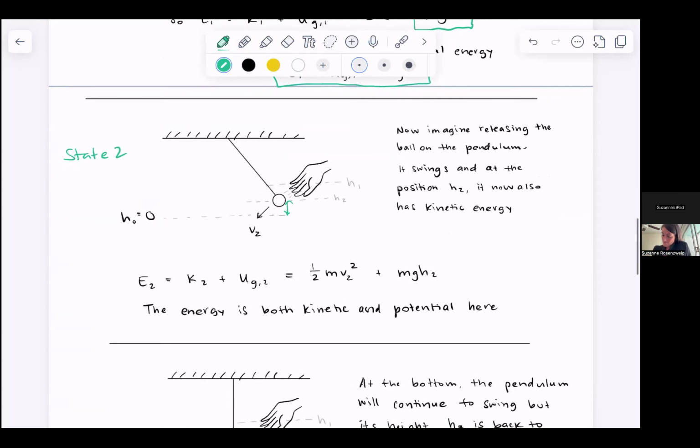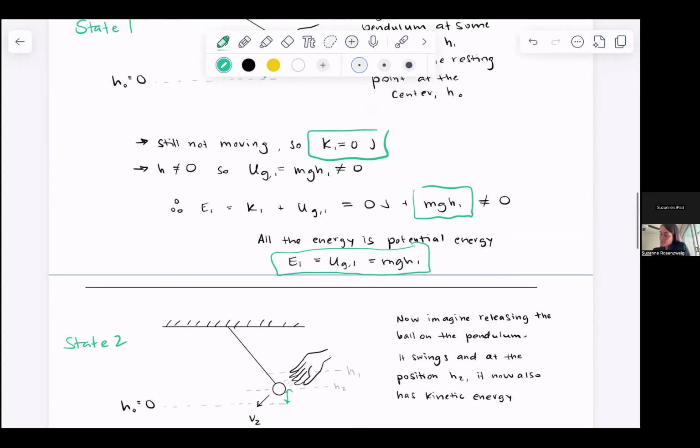Now the ball is swinging, and it's at some height above 0. So it has both a kinetic energy and a potential energy. The kinetic energy is 1/2 mv2 squared. Let's say its velocity is v2 in this case. And its height gives it a gravitational potential energy, mgh2. And so the energy in this case is both kinetic and potential.